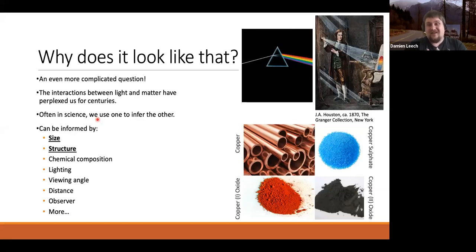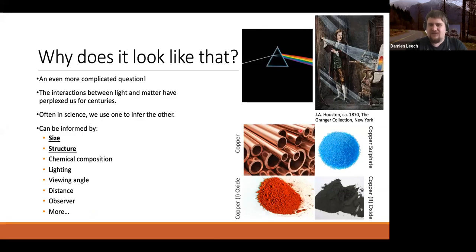And this can, like I say, be informed by all sorts of things. Size and structure, again, I've bolded these just because we're going to be talking about them a lot today, but also what matters is the chemical composition. And then again, all these other factors I talked about before, the lighting, the viewing angle, the distance, the observer, and probably even a few more things.